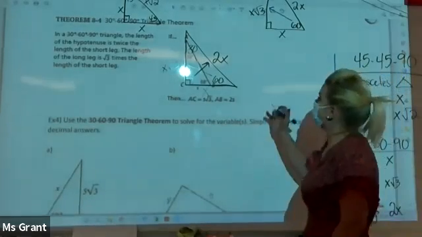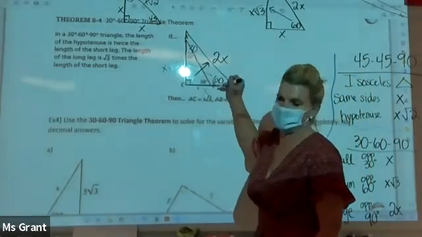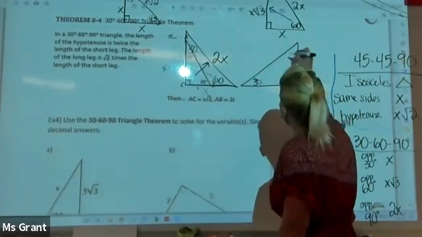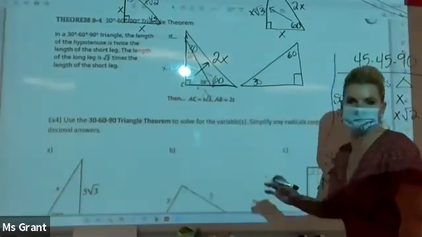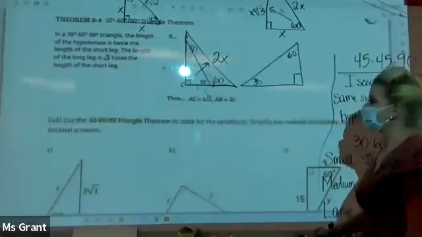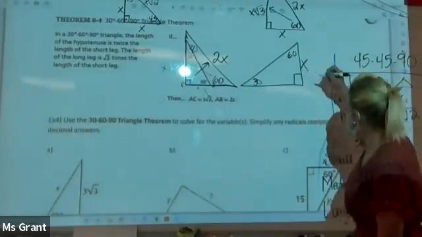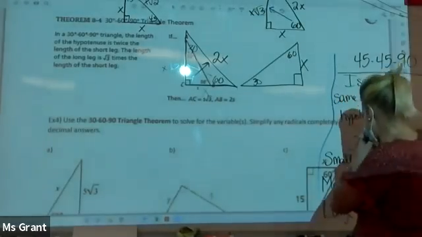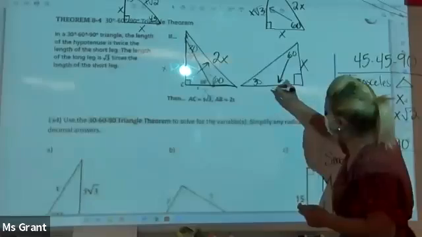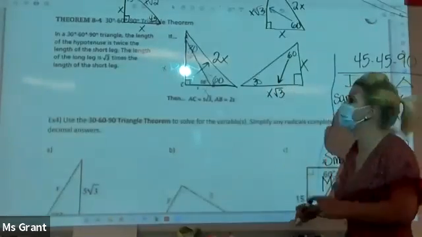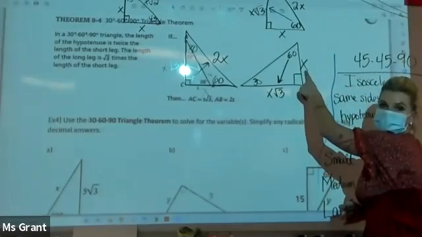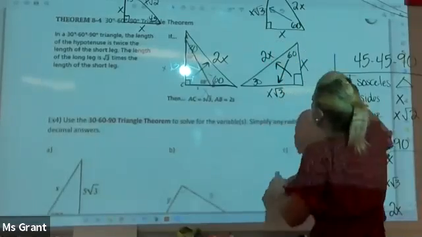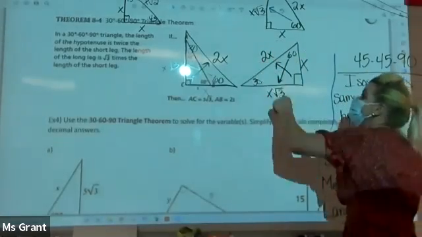If I were to change it, notice how the 30 degrees is on top here, the 60 is here. What if I changed the position of the triangle and it flip-flopped on its side? Opposite the 30 degrees is my X. Opposite the 60 degrees, the middle side is X times radical 3. The side opposite my 90, my longest side, is double X. They're all related together.